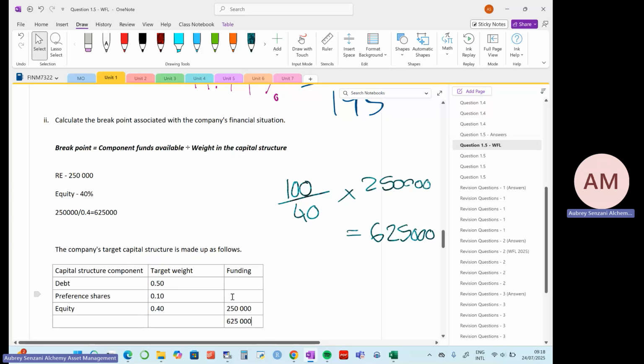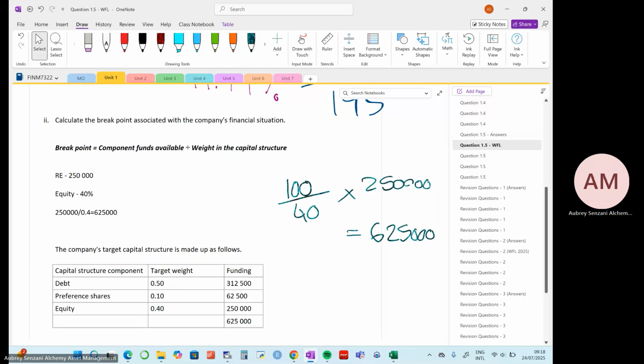So now 10% of that is going to give you 62,500. And 50% of that, you add those two, you should get 312,500, I think. Again, if you add all of those up, you're going to get to our breaking point of 625.